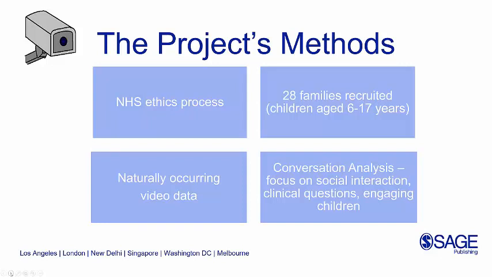But like all types of research, there's quite a stringent ethics process if you're looking at child mental health. And we went through the NHS ethics process, which was a very long, robust process. But we did manage to recruit 28 families, and that reflected the general clinic intake. Our youngest child was 6, our oldest child was 17, and the service sees them from 5 to 18, so that was quite representative. As Jessica pointed out, the data was naturally occurring.